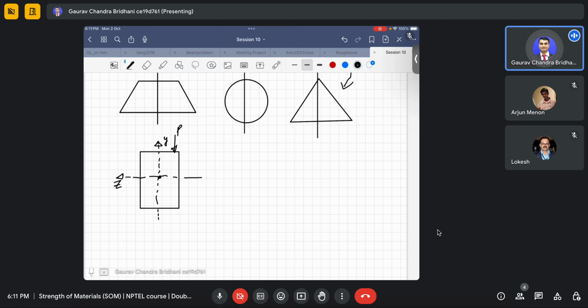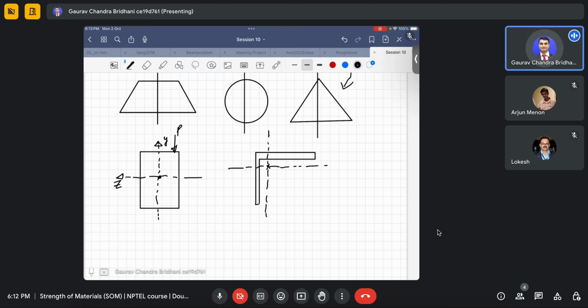Okay, so this will cause unsymmetrical bending. And if you have some unsymmetrical sections, like an angle section, suppose something like this. In this you can see that its centroid lies somewhere here. If I draw it, you see that it is not symmetrical, it's an unsymmetrical section.